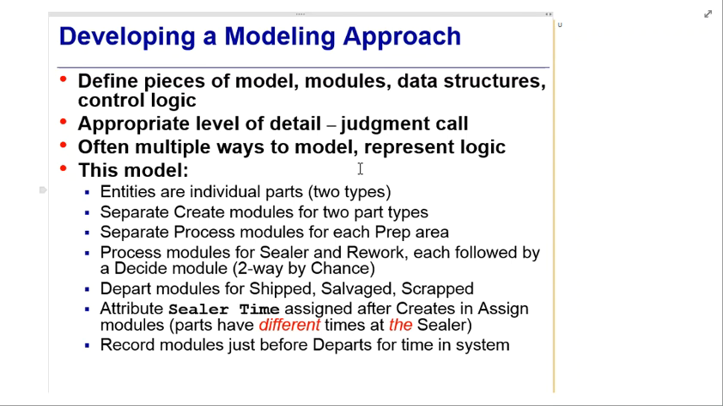Essentially, developing that modeling approach consists of defining the pieces of the model, the modules, the data structures, and the control logic. We've gone through pretty much all of those basic components of a simulation package. One of the things that needs to be decided fairly early on, to an extent, although you can expand on this, is sort of my comment earlier: keep it simple to begin with, get something that runs, and then add detail to it. And ultimately, you need to make a decision as to how far you go with that. What level of detail is going to give you the best value for the investment?